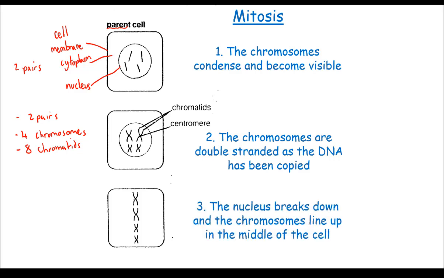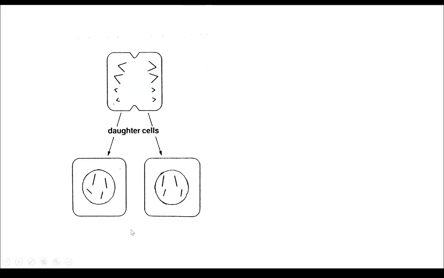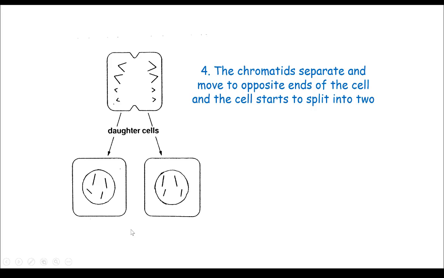The next thing that happens is the nucleus breaks down. So we can see that between 2 and 3 the nucleus has disappeared, and the chromosomes have now lined up in the middle of the cell. The next thing that happens then is the chromatids separate and move to the opposite ends of the cell, and the cell starts to split in 2. So we had our little diagrams like that, and then they got pulled to either end and it's split up, and this is what we're seeing here. So a chromatid gets pulled at each end.